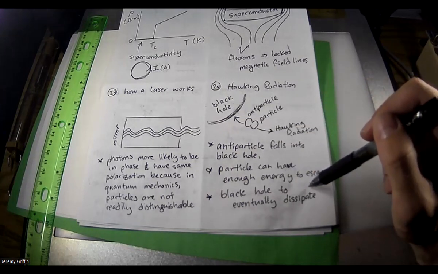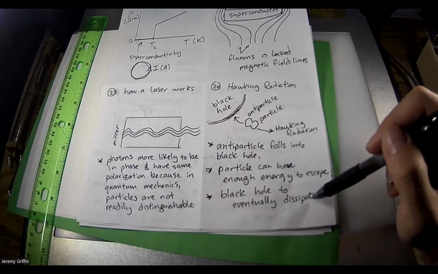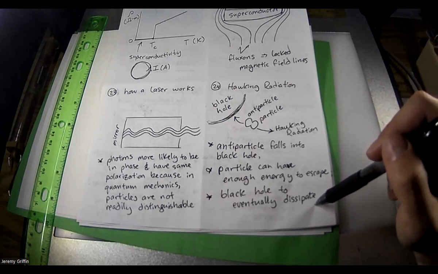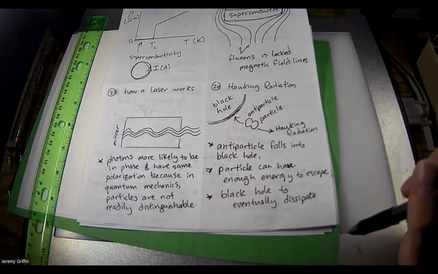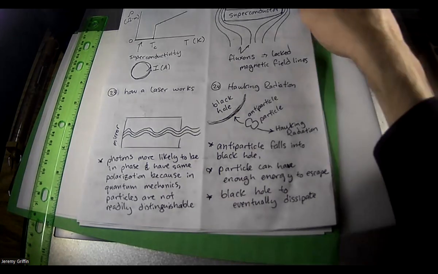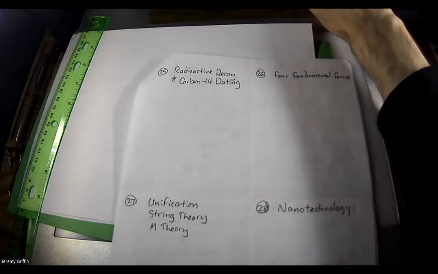Now, it'll be a long, long time before the black hole dissipates. It might be like 1 trillion years or something on that order of magnitude. But hey, run the clock ahead enough time, and maybe the universe will be around long enough to see something like that happen. Okay. All right, so you guys good there? All right, Hawking radiation. All right, next one, radioactive decay and carbon-14 dating.